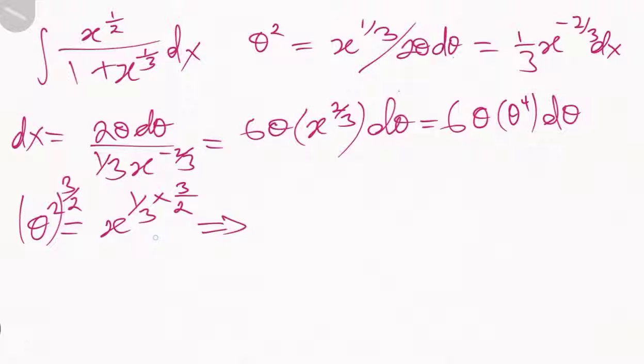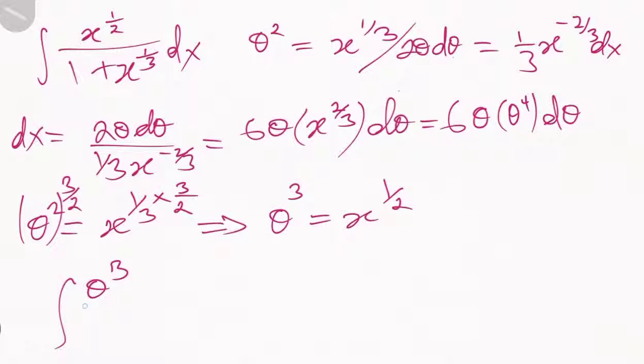And this simplifies to theta. 2 times 3 is just 6, 6 over 2, which is just 3, equal to, what is x? Of course, this is just x raised to power 1 over 2, and we are ready to take this integral into the theta world. So we have the integral of, what is x raised to power 1 over 2? Of course, that's just theta raised to power 3.